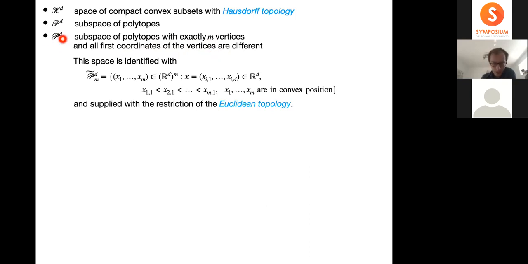This is this space here. And this space has a nice representation space in Euclidean space. This is the key for us. Representation spaces in Euclidean space will always be denoted by this tilde here.